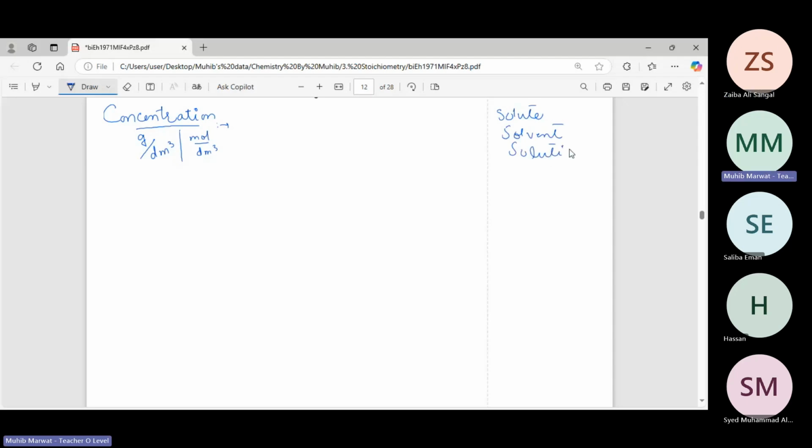Is it clear for you, or should I revise it again, boys and girls? Okay, I'm revising it one more time. Solute is the amount of substance in a solution that is in lesser quantity, or the substance that is being dissolved to form a solution, whereas solvent is the part of the solution that is in larger quantity, the substance in which the solute gets dissolved, right?